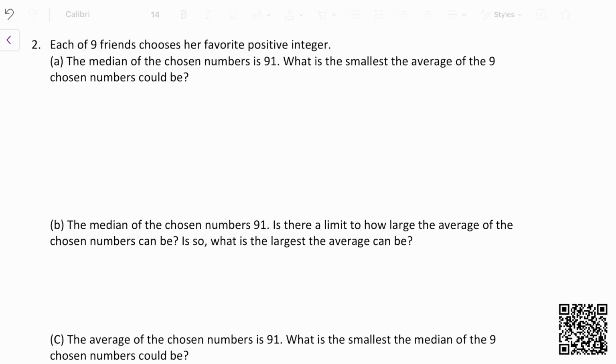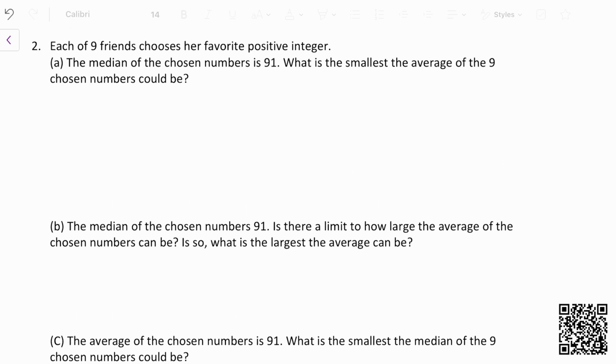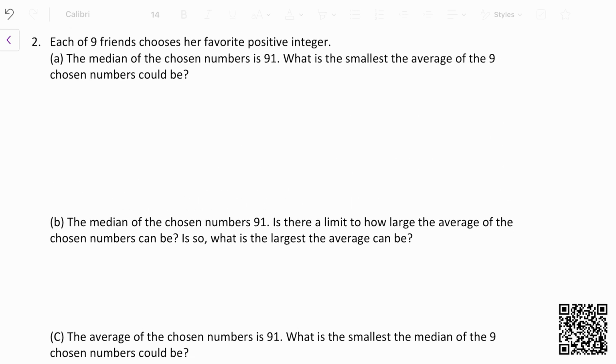Moving on to actual problem number 2, also with ABCD. Each of these 9 friends chooses their favorite positive integer. The median of the chosen numbers is 91. What is the smallest the average of the 9 chosen numbers could be?